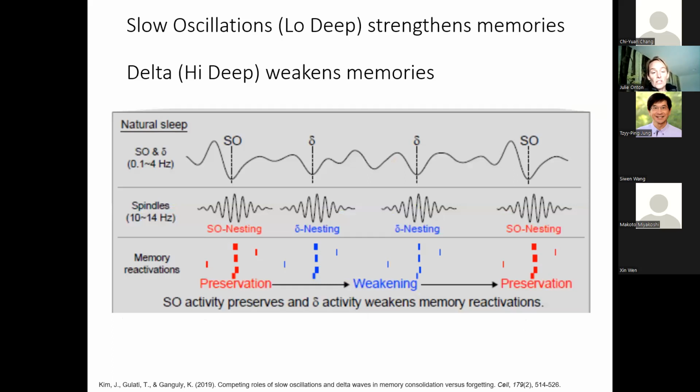So slow oscillations, as it turns out, strengthen memories, while delta sleep, or high deep sleep, weakens memories. And this is a summary of a very complicated animal study that I won't go into, but suffice it to say, when there's spindle nesting inside a slow oscillation, there's preservation of the memory reactivation. And when the same thing happens during delta oscillations, so the middle two blue ones, there's a weakening of that memory activation. And then when the slow oscillation comes around again, there's spindle nesting, and it leads to preservation of that memory.